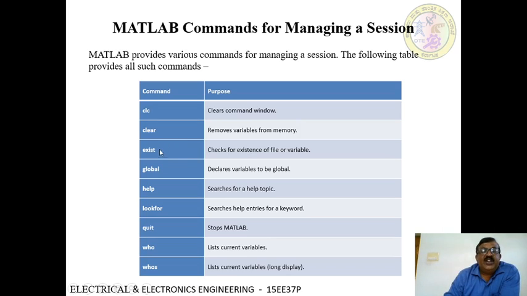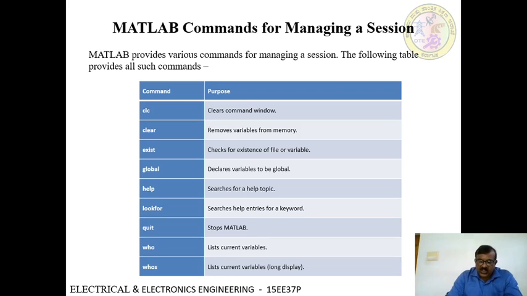Whatever you type after the exist command will be checked for whether it is a function, a variable, or whether that name exists. If that name does not exist in the system, the exist command will return 0. For the different values, we can understand whether it is a function, a library function, a built-in function, or a Simulink model. Like that we can understand by using this exist command.